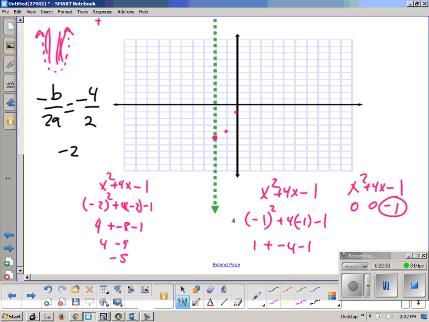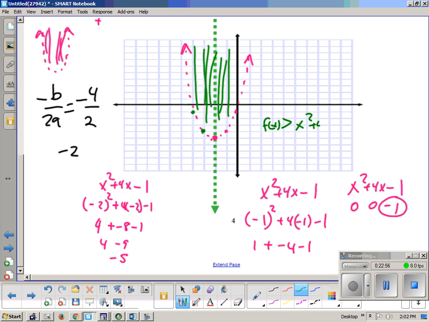Okay, so I can clearly see this is a happy face parabola. Don't forget to dot your lines. And I should have mirrored it over. Here's the mirror. 1, 2. I was pretty good at doing that. And then I'm going to shade up inside the parabola, and this is going to get me f of x is greater than x squared plus 4x minus 1. So I believe I did those right. I'm going to check in a minute.